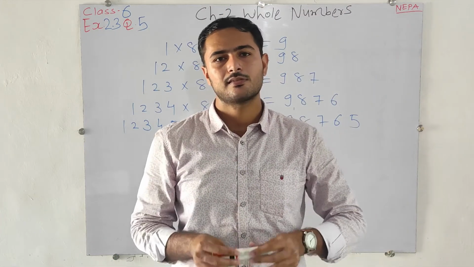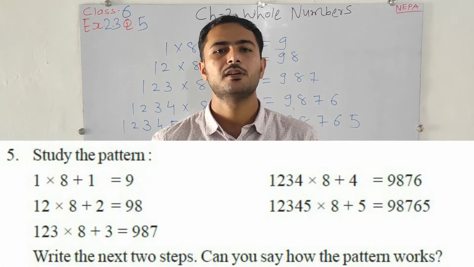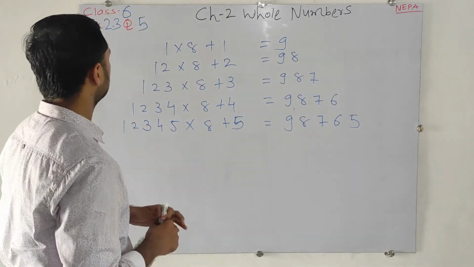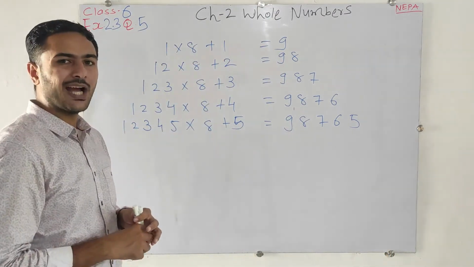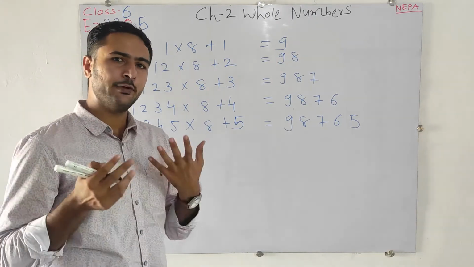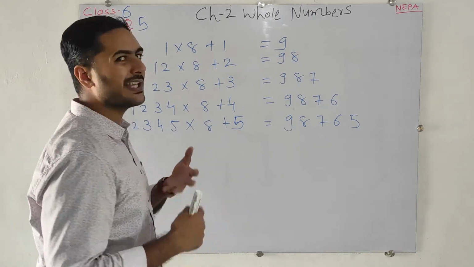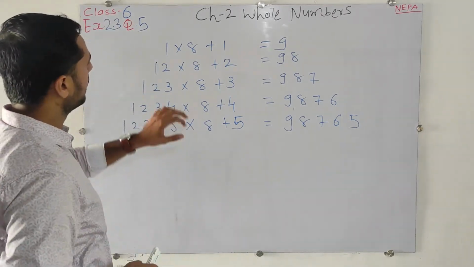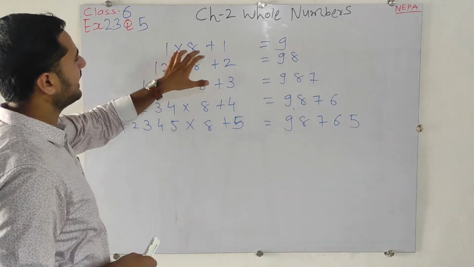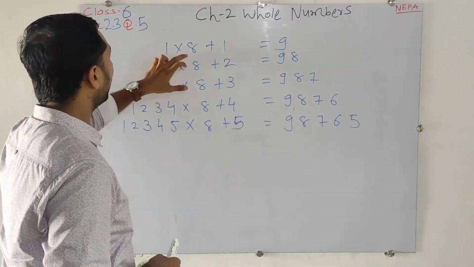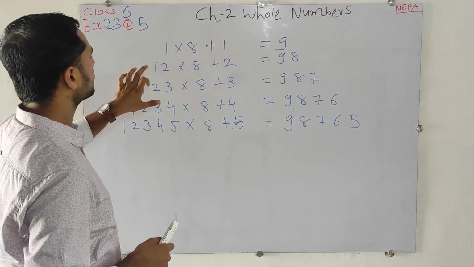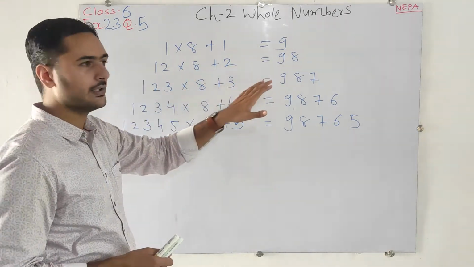Now the last question of chapter number 2. Here one pattern is given and we have to study the pattern, and if we study it, we can write more terms also. Let's see how we can do it. Here the first one is 1 multiplied by 8 plus 1, that is 9, because 8 ones are 8 and 1 is 9. That's correct. Now the second one is 12 multiplied by 8 plus 2, that is 98.